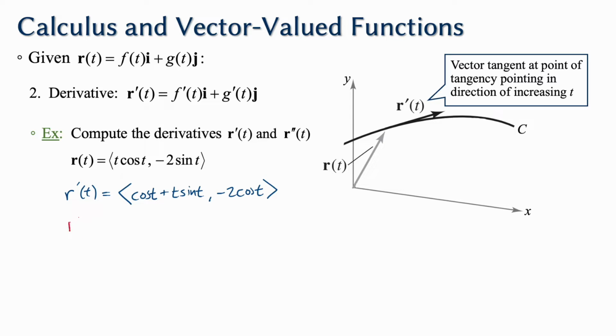Now for the second derivative, this is where we have to be really careful again to make sure we use the right rule when we make this work. So again, we're going to differentiate the first part. The derivative of cosine t, of course, will be negative sine t. And then we have another product rule. So it'll be the derivative of t, which is 1 times sine of t. And then t times the derivative of sine t, which will be t cosine t. And then, of course, the derivative of negative 2 cosine t will be positive 2 sine t.